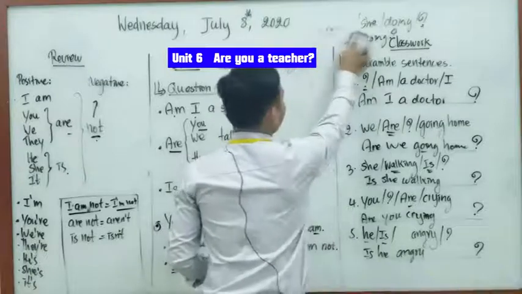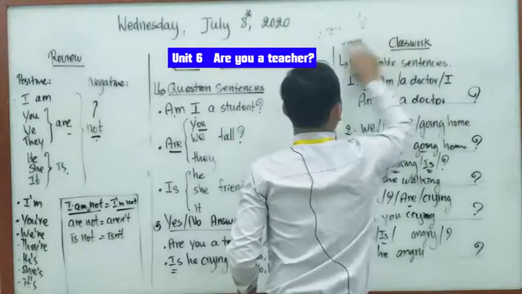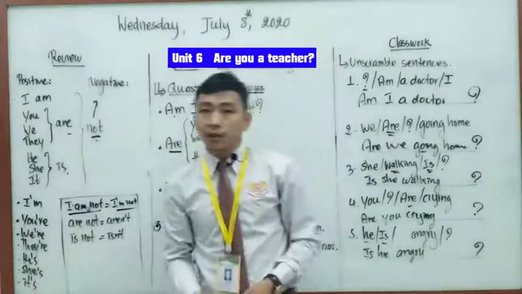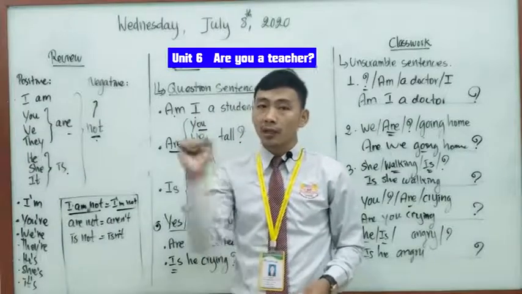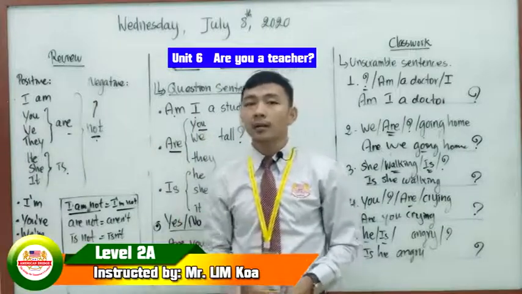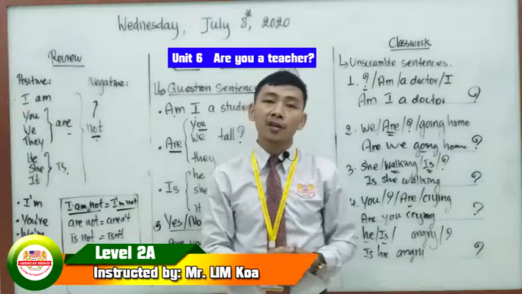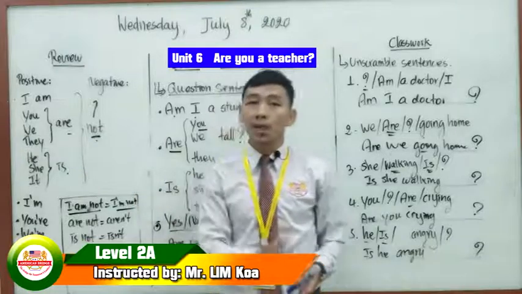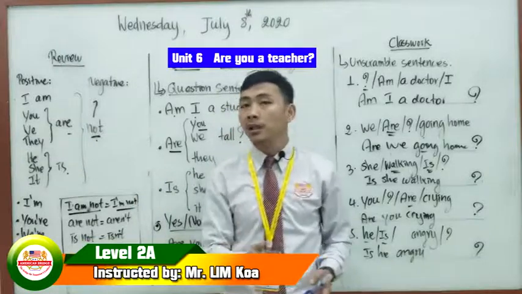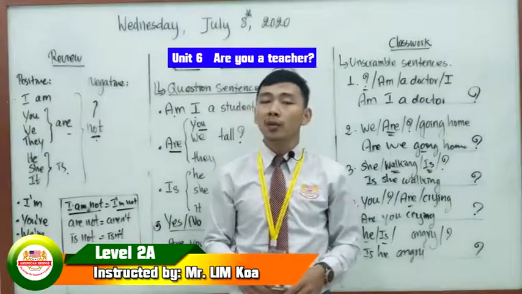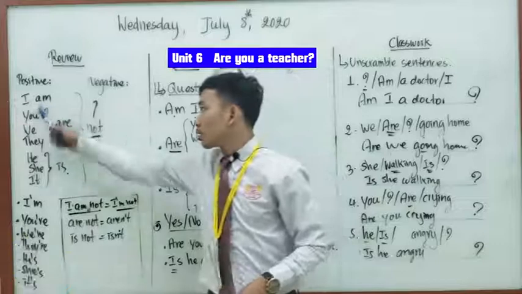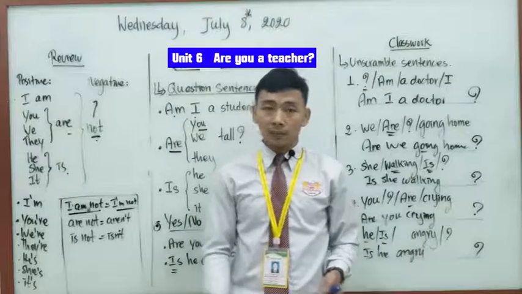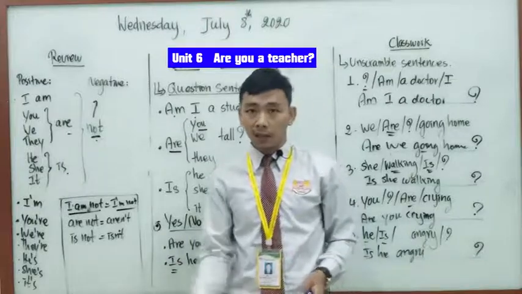Let me write this one. Okay, so again everyone, let me sum up for you. So positive sentence, I use with am, you we they use with are, he she it use with is. When you want to make it negative, just add not after verb be. I am not, you are not, we are not, he is not. Okay? And when you want to make it into a question, also in positive, just take verb be to stand before the subject. It becomes am I, is he, are we, are you.